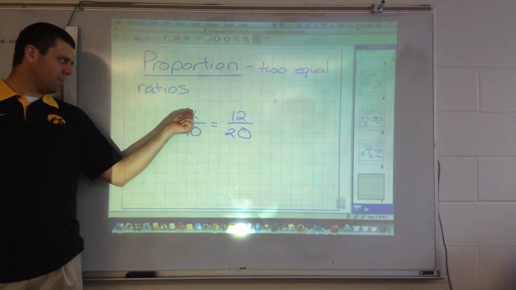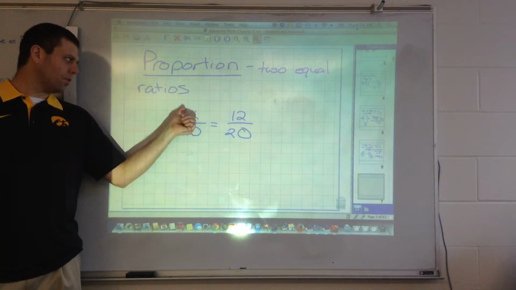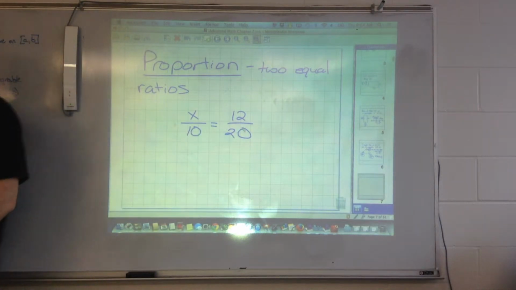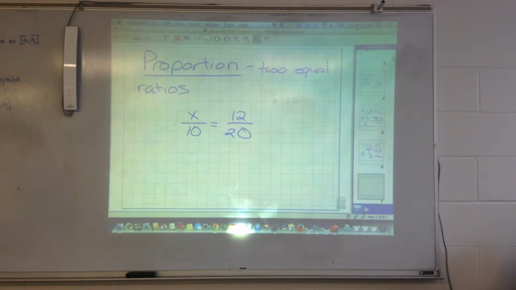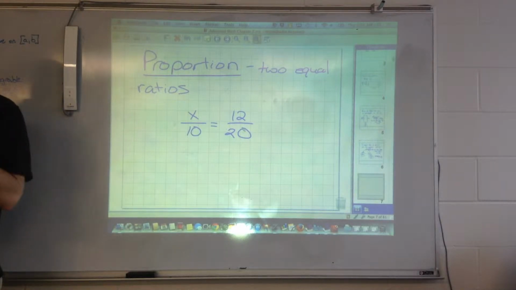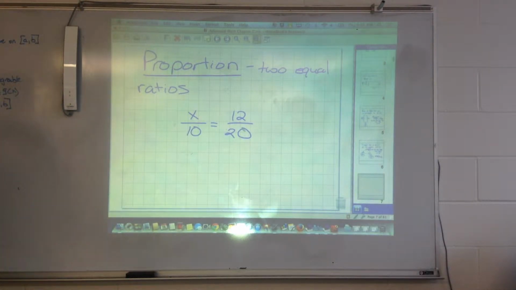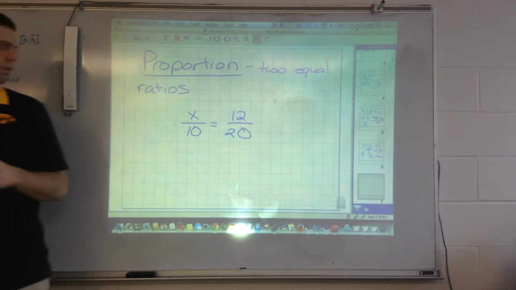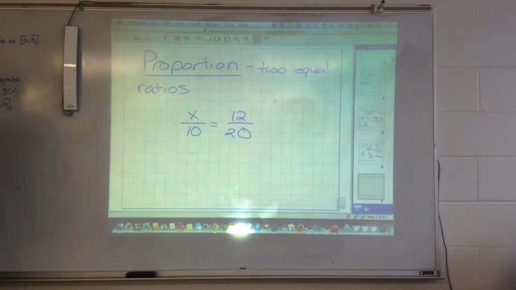What this is saying is some number over 10 is equivalent or equal to 12 over 20. Well, what number over 10 is the same thing as 12 over 20? 6, right? 6 over 10 would be the same thing as 12 out of 20. If you make 6 out of 10 free throws and somebody else makes 12 out of 20 free throws, who's the better percent shooter? Neither one. You're both 60%. You're the same type of shooter. Somebody shot more, but you're still getting the same percentage.